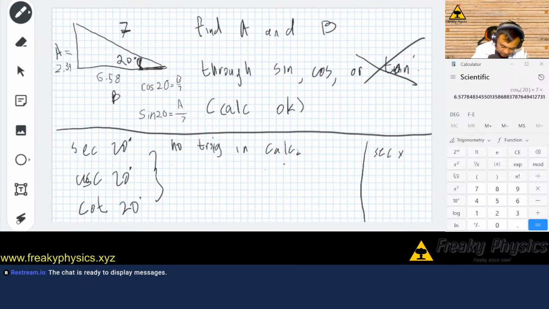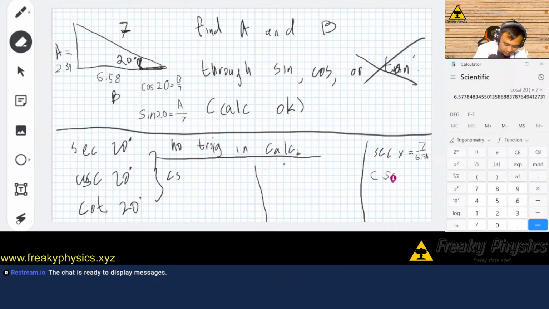Cosine is 6.58 over 7, so secant should be 7 over 6.58. Right. So cosecant. Oh, you're writing it there already. Never mind. Go ahead. Sorry, it's fine.